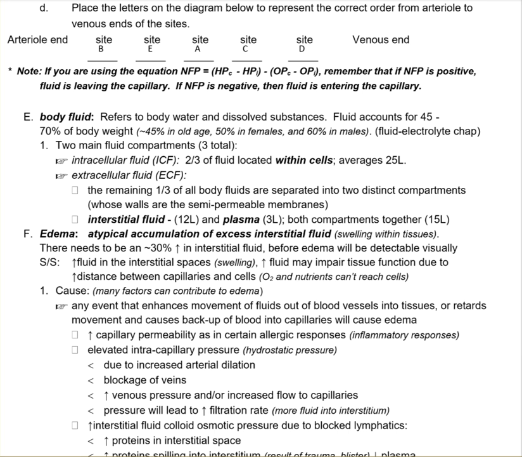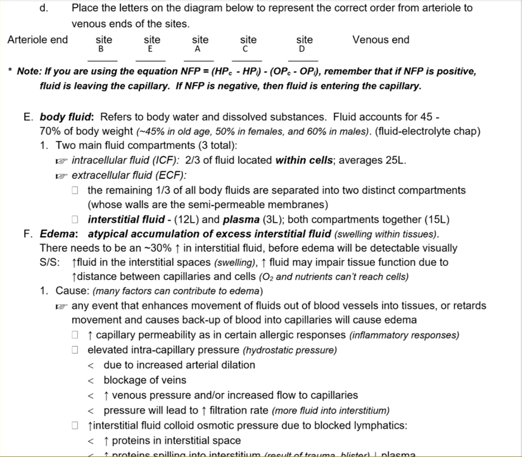Body fluid first. Let's talk about body fluid. So body fluid is just where all the body water is and all the dissolved substances. And we are made up of somewhere around a little less than 50% up to about 70% body weight. If you're an infant, you're about 70% water. If you're older, you're closer to maybe 50%. Okay?